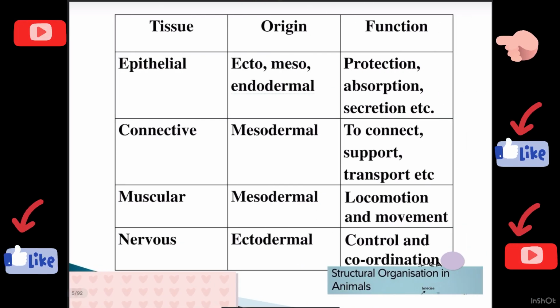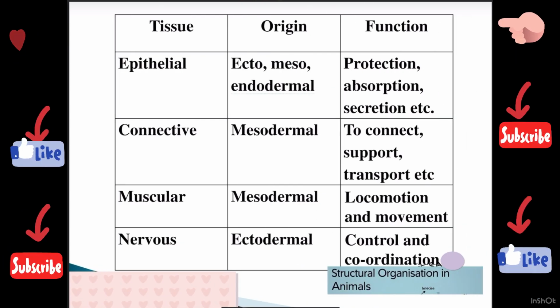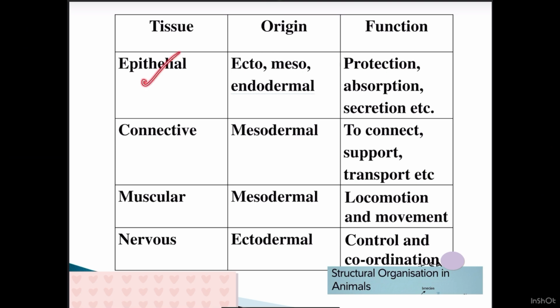Now these tissues have a different origin. Let's have an idea. Epithelial tissue is of ectoderm, endoderm and mesodermal origin. Function wise, epithelial tissue functions are protection, absorption and secretion, along with diffusion. Diffusion is also an epithelial tissue function.